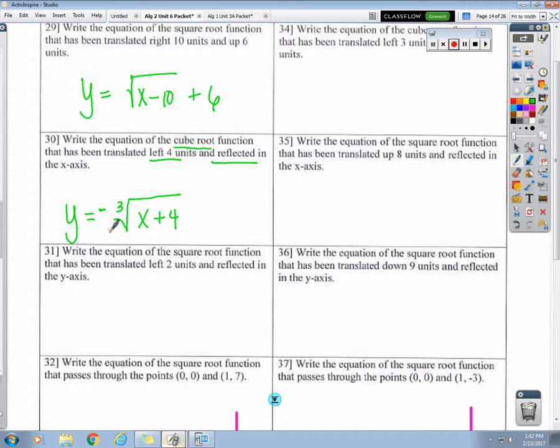Yeah, it'll tell you, or you'll see in a problem coming up. You'll see. All right, number 31.